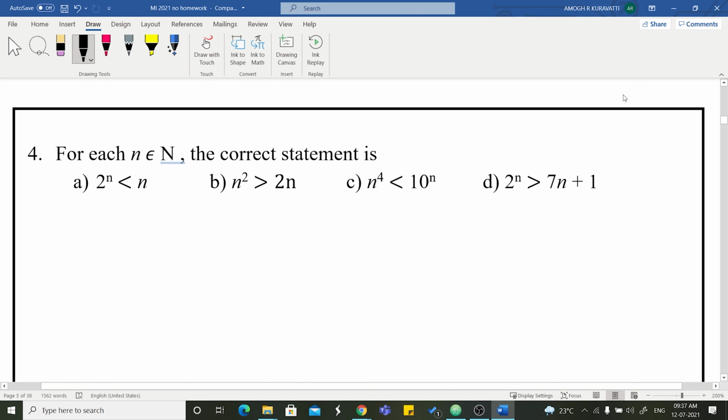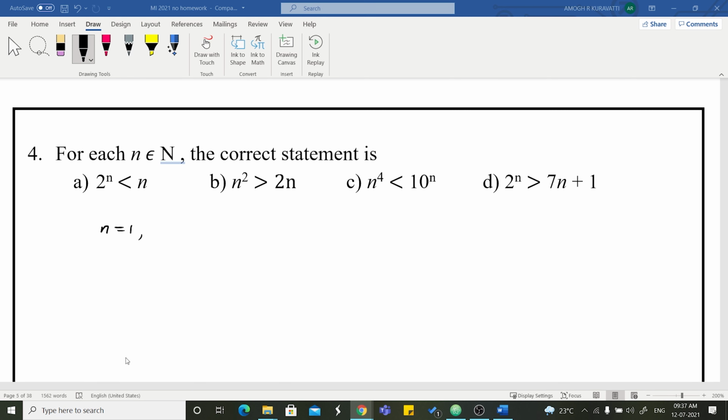Next problem. For each n belongs to N, the correct statement is option A 2 power n less than n, option B n square more than 2n, option C n power 4 less than 10 power n, option D 2 power n more than 7n plus 1. So if you take the options and check it, if you take n is equal to 1, let us check one by one option.